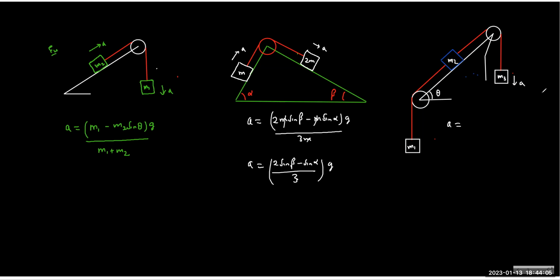Let's say this is going this way. If M3 goes down, M2 will go like this. Tell me guys, yes or no? Yes, sir. If M3 goes down, M2 will go that way and M1 will go this way. Am I right? Yes. So what is the acceleration here? Tell me.